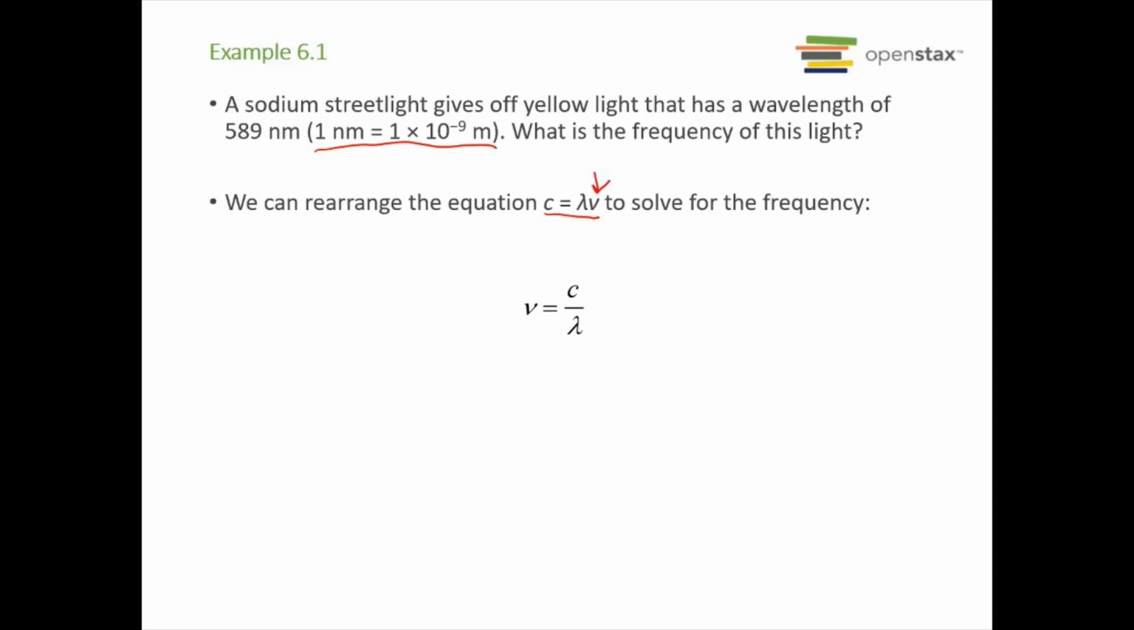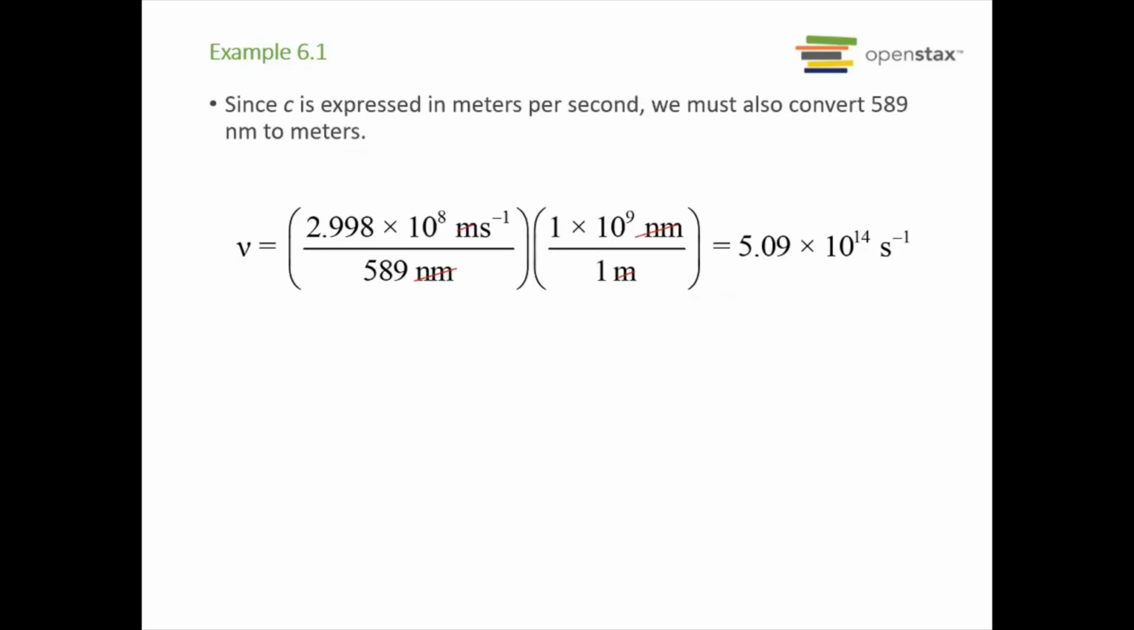So we need to divide both sides by lambda, so nu is equal to c divided by lambda. So we have 2.998 times 10 to the 8th meters per second, divided by, we can go ahead and say 589 times 10 to the negative 9th meters. Makes things a little easier that way. Or you can do it this way too, that's perfectly fine. And you get 5.09 times 10 to the 14th inverse seconds, or hertz. Either one works.